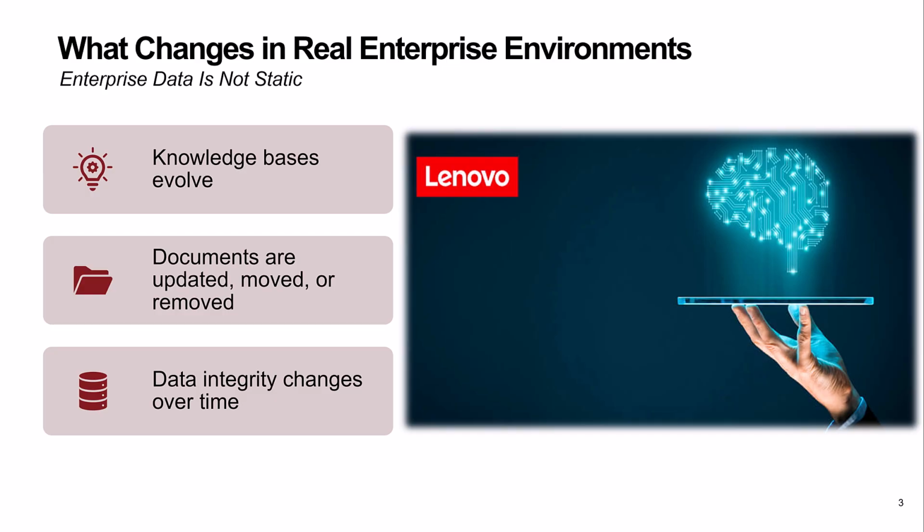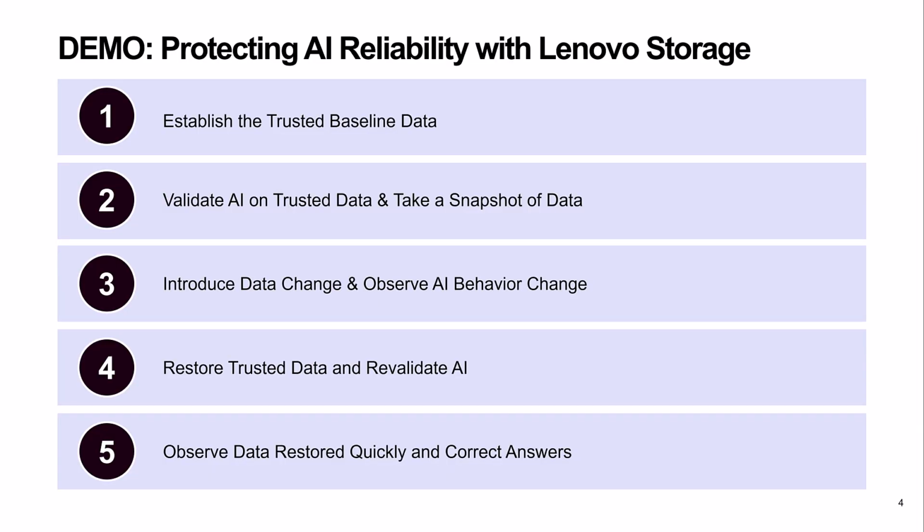If you can't trust the data, you can't trust the AI, and the flip side is just as important. If you can restore trusted data quickly, AI reliability comes back just as fast. So instead of just talking about this concept, let me show you exactly what this looks like in a real AI application. We'll follow these steps in our demo to showcase how Lenovo storage protects AI reliability.